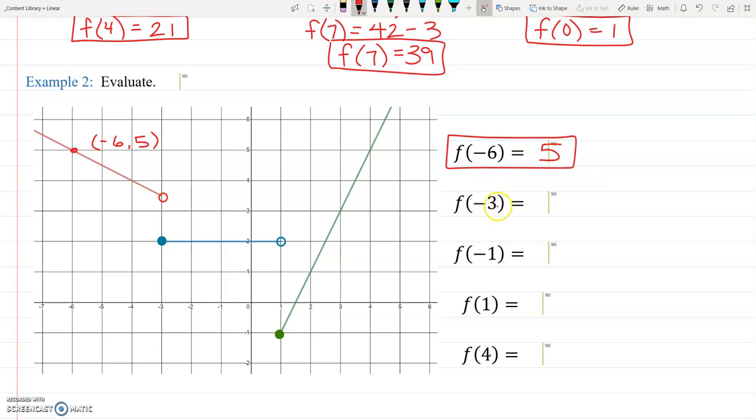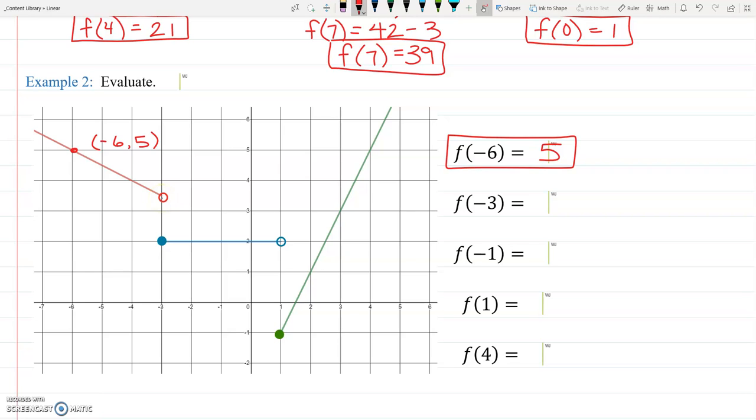All right, next one, f of negative 3. This is where it gets a little bit complicated. F of negative 3. So I'm on the x-axis. I'm going to negative 3, which is right here. And I'm going up and saying, where is my function? Uh-oh. My function's kind of in two spots here at negative 3. I hope it's obvious where our function is and where it is not. Our function is right here where the dot is filled in. It is not right here where the dot is open.